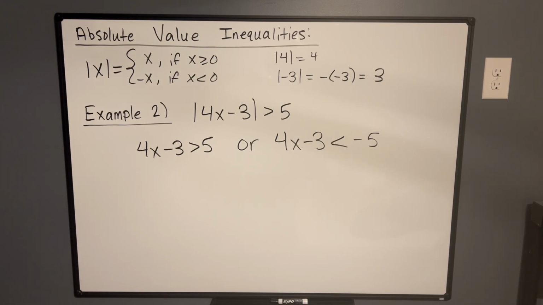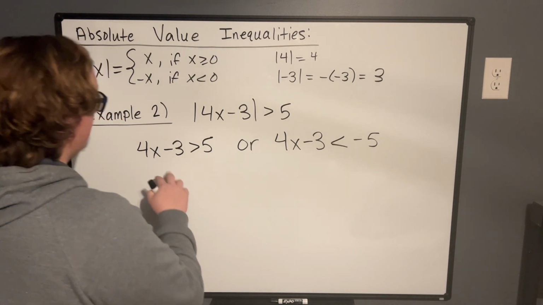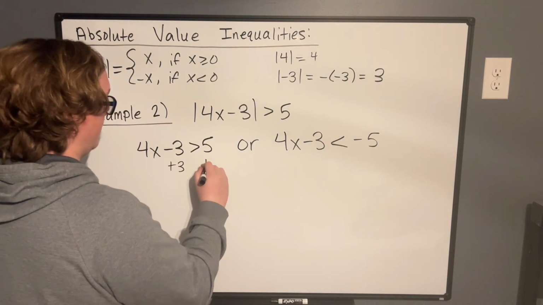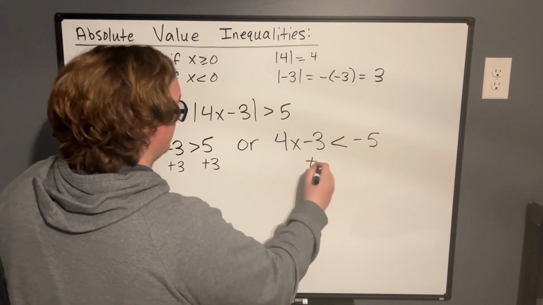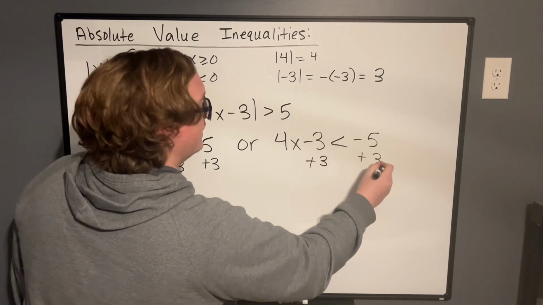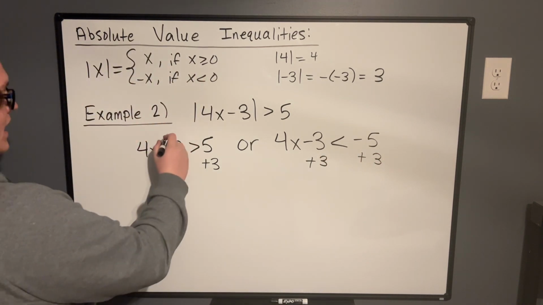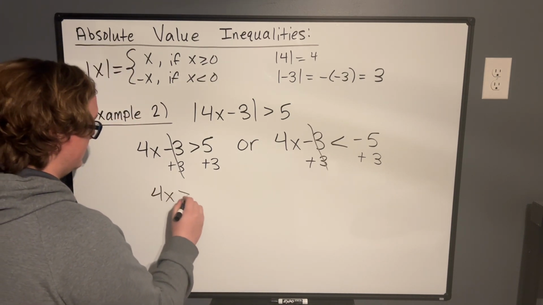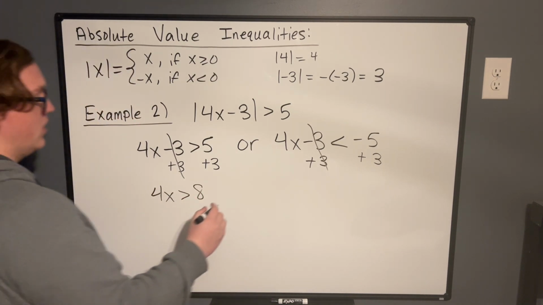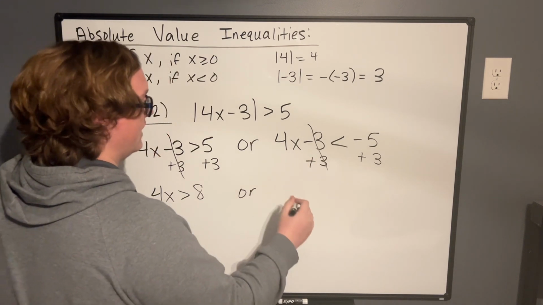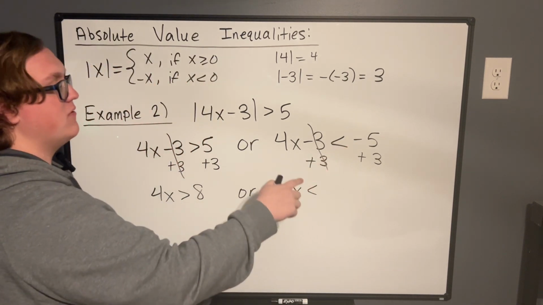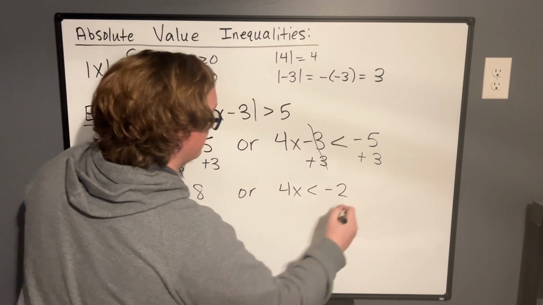Now what we want to do is get our solution for x. So we need to solve these inequalities. The first thing we want to do is add 3. We'll work them at the same time, so we'll add 3 to both sides. These are going to cancel, and we're going to get 4x is greater than 8 on this side. Or on this side, we're going to get 4x is less than negative 5 plus 3, which is negative 2.